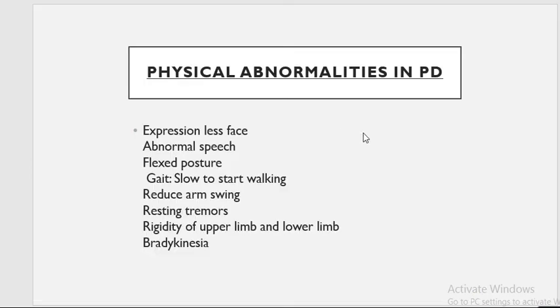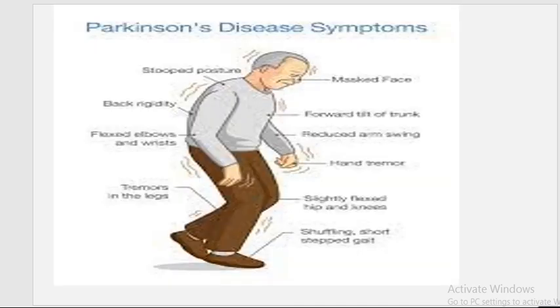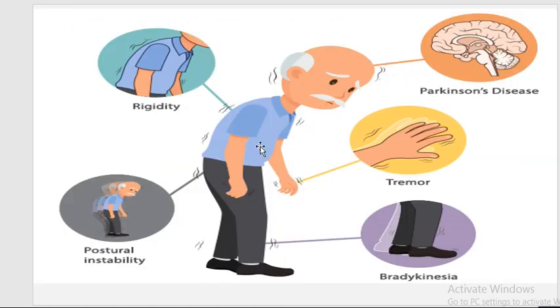Now I will talk about the physical abnormalities in Parkinson disease. In physical abnormalities, first of all there is an expressionless face, abnormal speech, and flexed posture, which we already talked about in the last PPT, and slow to start the walk, reduced arm swing, resting tremors, rigidity of the upper limb and lower limb, and bradykinesia. So this is a very important thing in the Parkinson disease patient: how they present and how you will see them in physical examination. And this is also a Parkinson disease symptom classification: rigidity, postural instability, resting tremors, bradykinesia, and then abnormal gait.